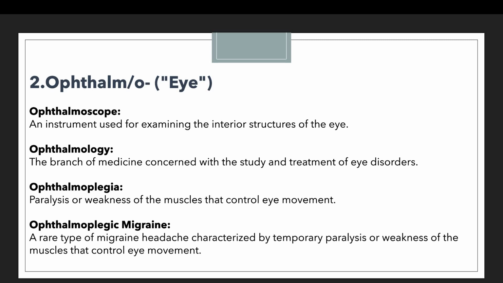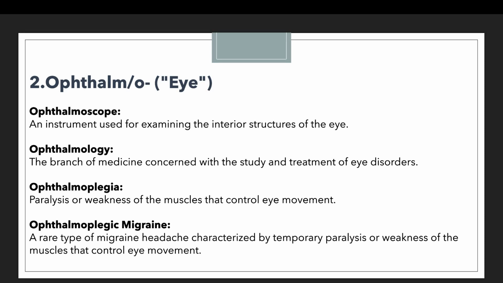Okay. For example, first one is ophthalmoscope. What is ophthalmoscope? An instrument used for examining the interior structure of the eye. So let's say if a patient is suffering from some eye disease and we need one instrument which we can use to study or examine the interior structure of the eye, then in that case we can utilize the ophthalmoscope, which is a medical terminology, and it begins with ophthalm or ophthalmo. Okay, which denotes that it is related to the eye.